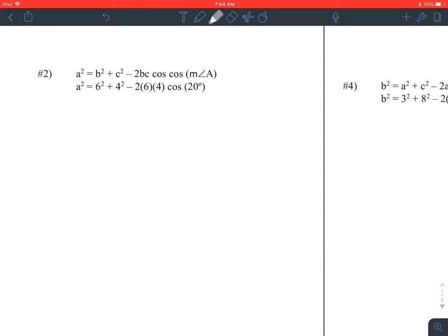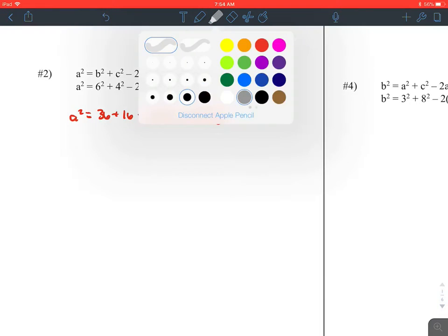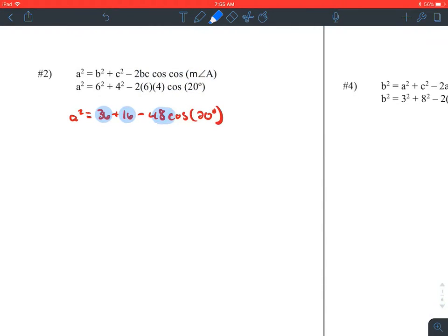This one, we're trying to get a by itself, and that is currently a squared. Let's simplify the right side as best we can and then get a by itself. 6 squared is 36. 4 squared is 16. The product of 2, 6, and 4 is 48. Cosine of 20, we could figure that out in our calculator, but it's going to give us a rounded number. We don't want that. Simplifying the right side some more, we got 1, 2, 3 terms. Only the first two are like terms, 36 and a 16. If we add those together, we get 52.